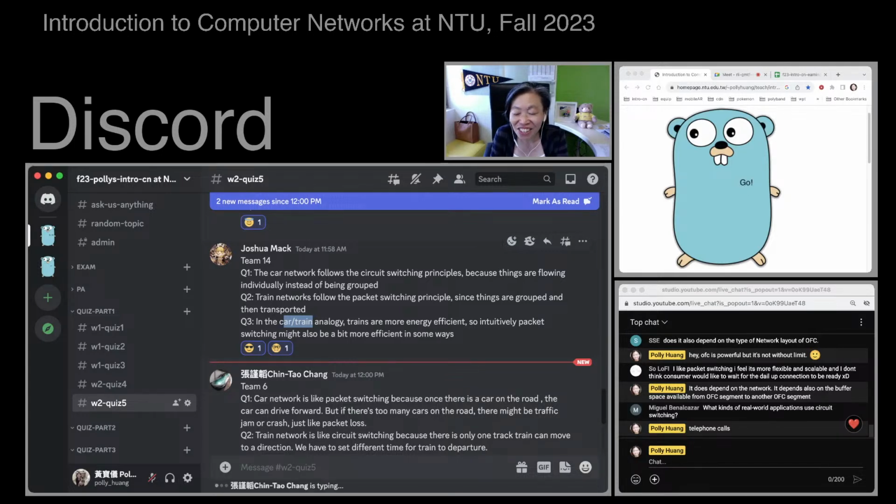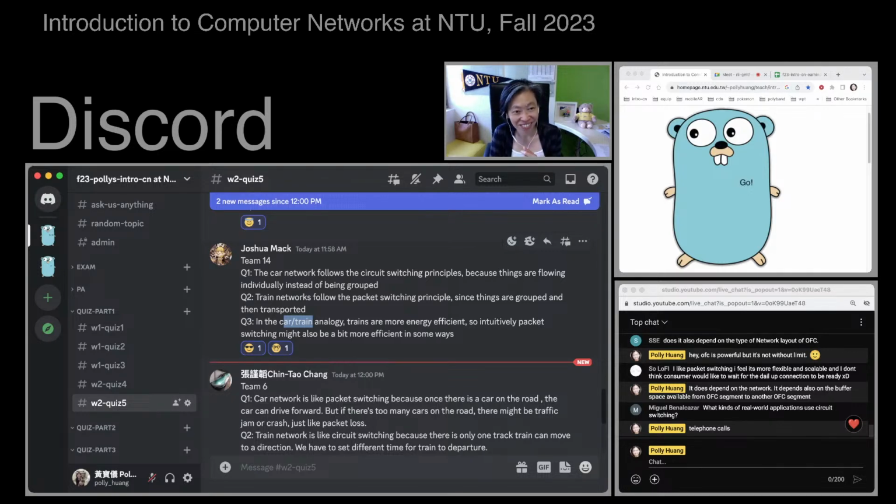So I enjoy reading Team 14's post. It explains, and it's actually, Joshua, you're trying to draw an analogy of circuit switching and packet switching to a car and train network, and then thinking what's good and bad in a car network versus a train network, and then discovering issues in packet switching and circuit switching.